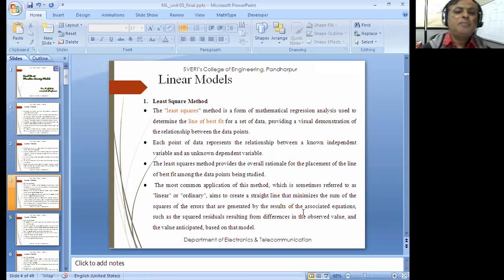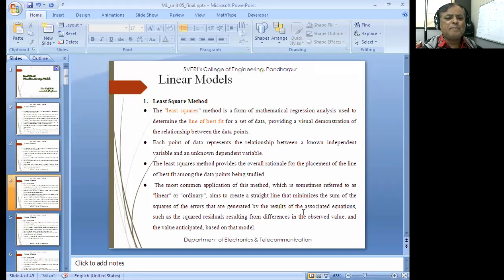Each point of the data represents a relationship between known independent variables and unknown dependent variables. So known independent variables जो है, जो पता है आपको लेकिन वो independent है, और जो नहीं पता है मगर वो डिपेंडेंट है, इन सब के बीच में रिलेशनशिप निकालने का आपको आसानी हो जाएगी in this least square method. The least square method provides the overall rationale for the placement of a line of best fit among the data points being studied. So same thing, the placement of the points near the line will help you to find out the line of the best fit.